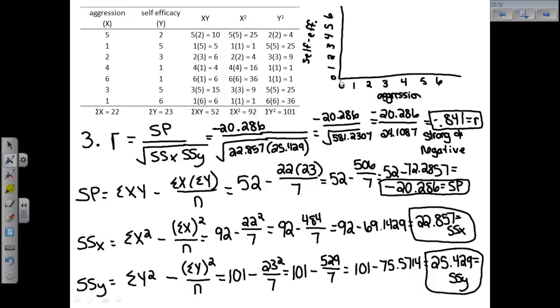All right, first person, 5 on aggression, 2 on self-efficacy. Right about here. Next person, 1 on aggression, 5 on self-efficacy. Next person, 2 on aggression, 3 on self-efficacy. And the next person, 4 on aggression, 1 on self-efficacy. And the next person, 6 on aggression, 1 on self-efficacy. And then 3 on aggression, 5 on self-efficacy. And then 1 on aggression, 6 on self-efficacy.